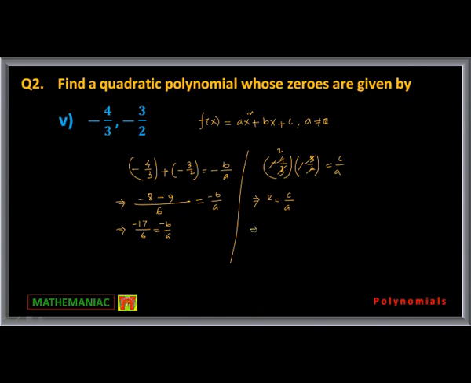So now we have to make the denominator 6. By what you will make it 6? Simple. You will multiply 6 here, and then numerator also you have to multiply 6. So what you'll get? A equal to 6, B equal to 17, and C equal to 12. So what is the polynomial? It is 6x square plus 17x plus 12.